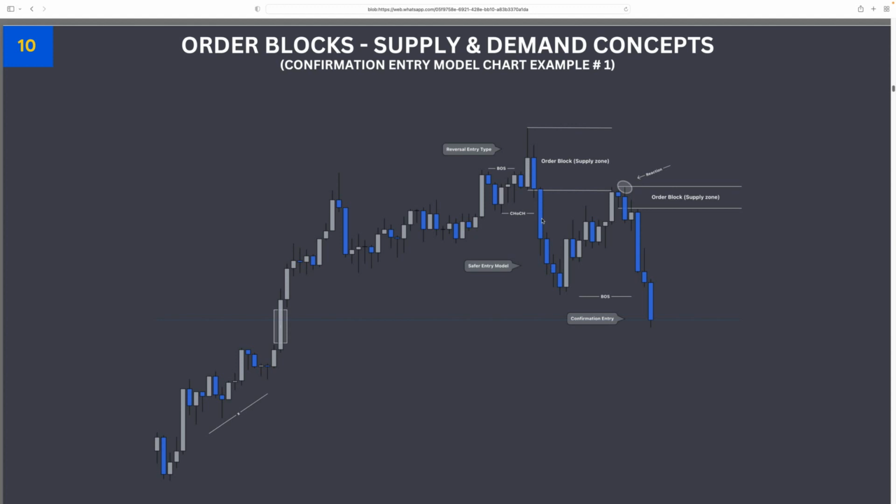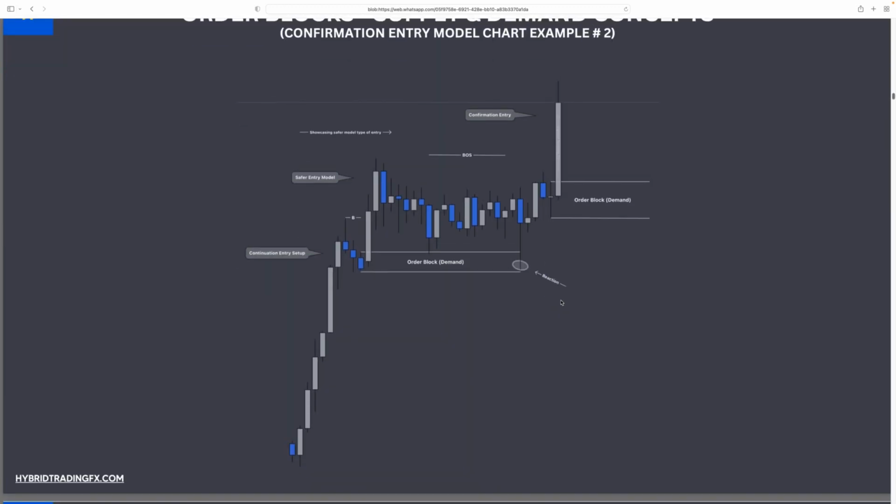We have. Do we have momentum? We have it. And then we are looking at this third block as a reaction block. And then price comes back to it, reacts to it, and then boom, breaks this low again one more time. So this is considered a high probability order block and confirmation model. Okay, confirmation entry type.